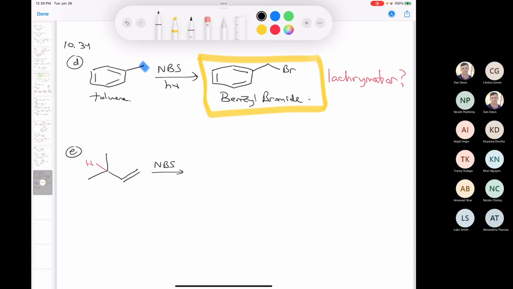With the addition of NBS to this compound, we have the allylic hydrogen here, and when that's abstracted by the bromine radical, you end up with this radical. Okay, and that radical is resonance stabilized. So you could draw the other resonance contributor like this, like so. There we go. So we have these two contributors to the resonance hybrid, and therefore bromination could occur at either of those positions.